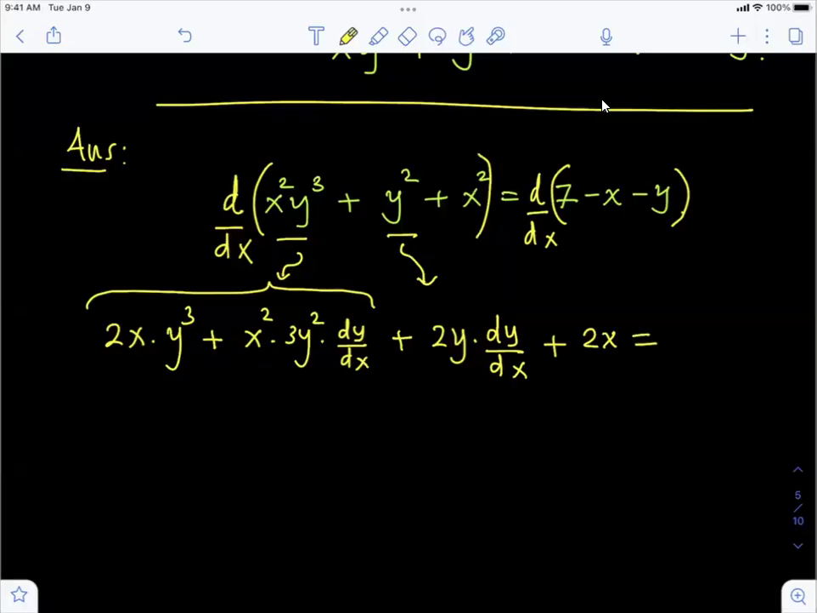Now think about the right-hand side. In the right-hand side, when you take the derivative of 7, that disappears, that's a constant. And then when you take the derivative of negative x, that's just negative 1. When you take the derivative of negative y with respect to x, it's none other than negative dy dx.